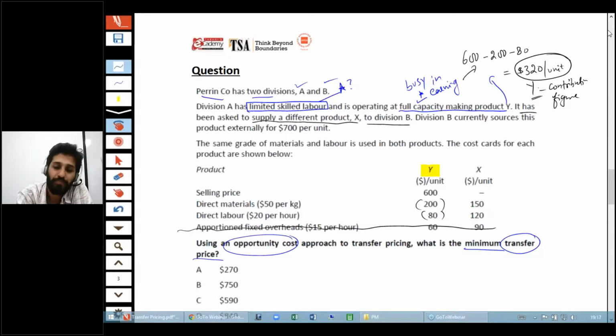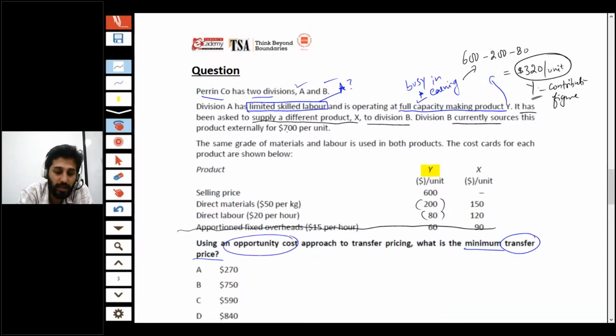All right, now division B currently sources this externally for 700. This is something irrelevant for me right now. The same material and labor is being used. The cost cards for each product are shown below. That's product Y.